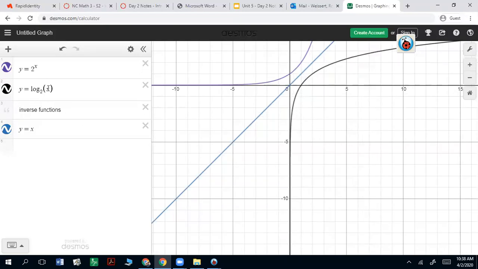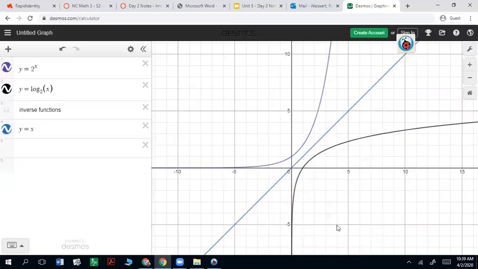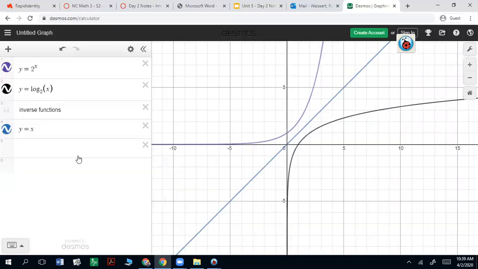And that's because if I do log base 2, and I try to put 0 in there, it's going to say undefined. That's because you cannot raise 2 to a power and get 0. And similarly, I can't put a negative number in there, so it's undefined. So this graph will never cross over the y-axis. So it actually has, instead of a horizontal asymptote, a vertical asymptote of x equals 0.